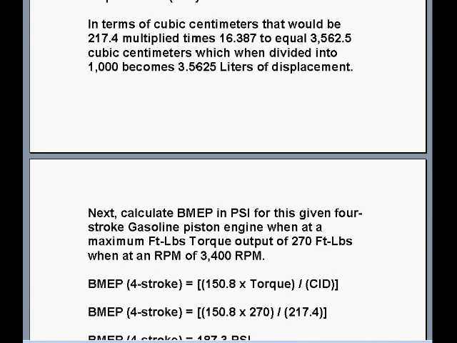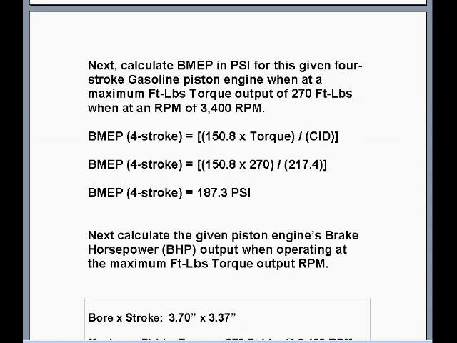Next, calculate brake mean effective pressure in PSI for this given 4-stroke gasoline piston engine when at a maximum foot-pounds torque output of 270 foot-pounds when at an RPM of 3,400 RPM. So all we do is we take 150.8, multiply it times the maximum foot-pounds torque output of 270 foot-pounds, then take that quantity and divide it into the cubic inch displacement. So at the maximum foot-pounds torque output rating of 270 foot-pounds when at an RPM of 3,400 RPM, the BMEP in pounds per square inch will be 187.3 PSI.